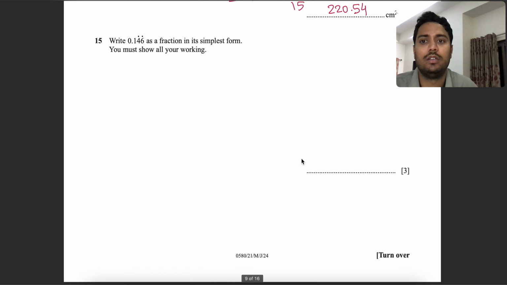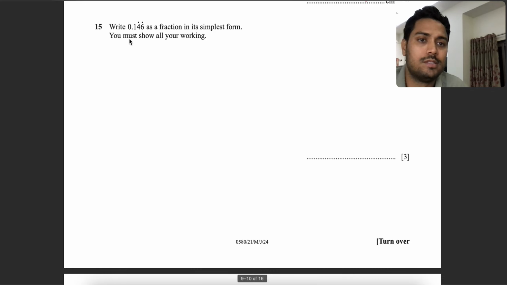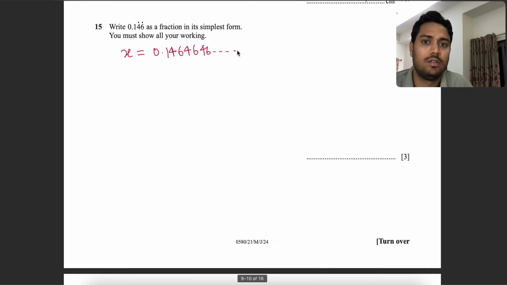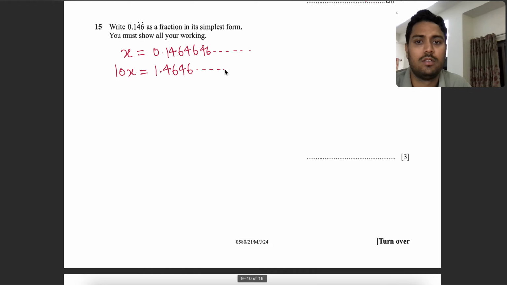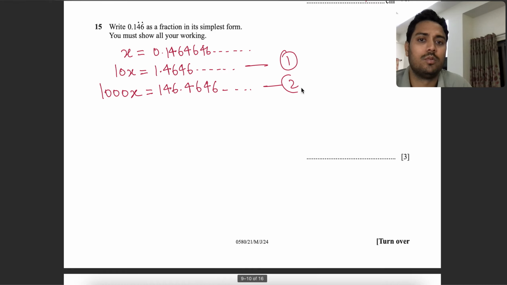Moving on to question number 15. It says write 0.146, the dot or the bar is above 4 and 6. So we can write it as x equals 0.1464646 and so on. And then 10x equals 1.4646, and 1000x will be 146.4646 and so on. Write this as equation 1, this as equation 2.